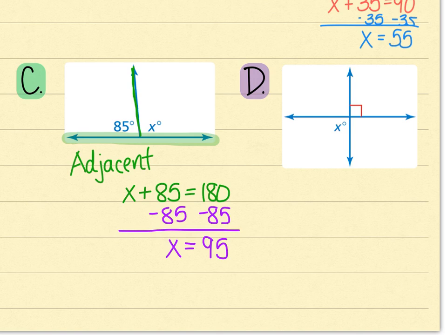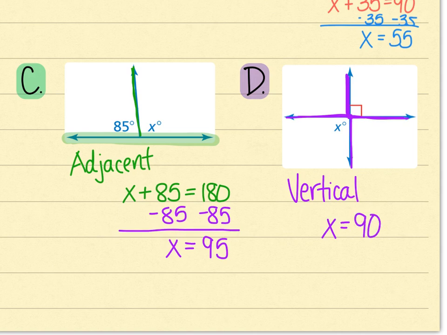And then in example D here, these two angles are across from each other. They're opposite from one another, so we are going to say that they are vertical angles. You can see this angle x here, and then the right angle. And remember that vertical angles are congruent, so whatever one of the angles is, the other angle is the exact same because they're vertical, not adjacent, but vertical. So if one angle is 90 degrees, so will the other angle. So x has to be a 90-degree right angle.